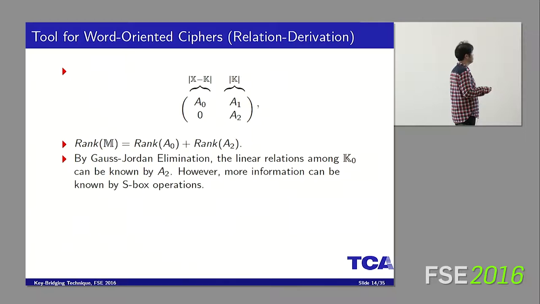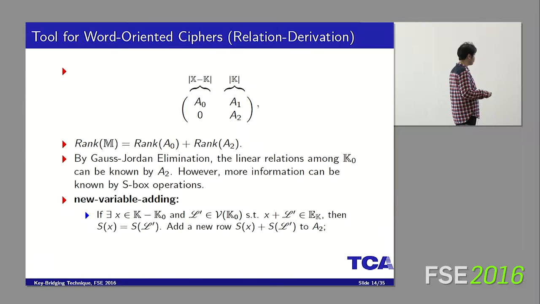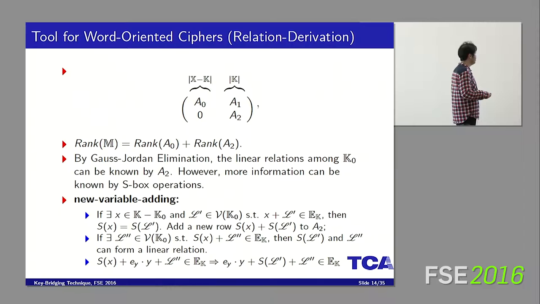We have a new step called new variable adding. If S is X belongs to K minus K0 and L prime belongs to VK0 such that X plus L prime belongs to EK, then we should add an S before X and L prime, and we can get this. Add a new row corresponding to this to A2. The reason we do this is that if S is an L prime prime belonging to VK0 such that SX plus L prime prime prime belongs to EK, then we should add this with this. We can get a linear combination of S, L prime and L prime prime. And the variables in L prime and L prime prime are both in K0. So this is exactly the key relation we want.